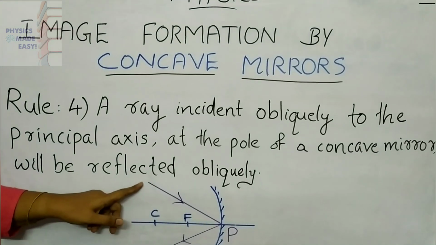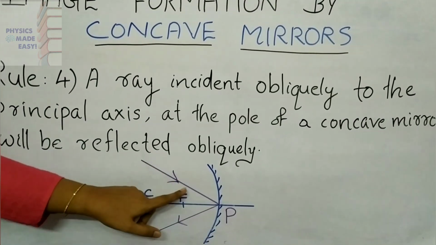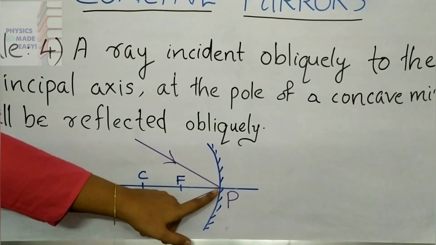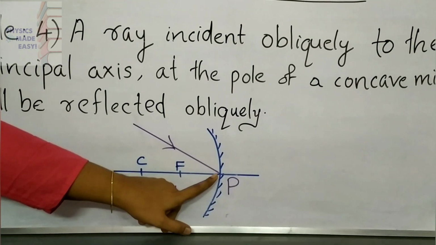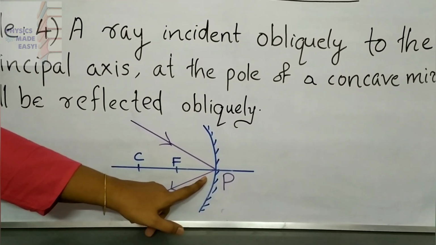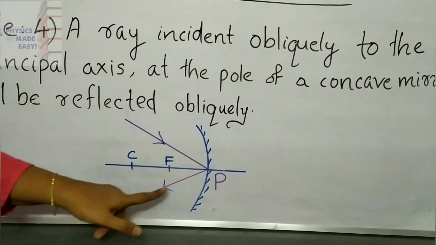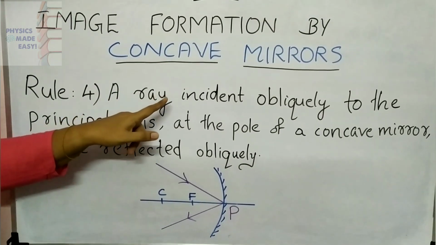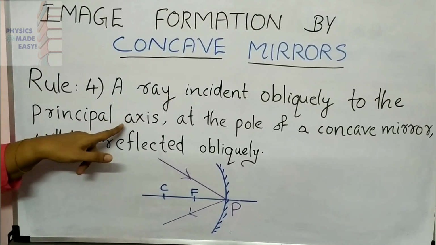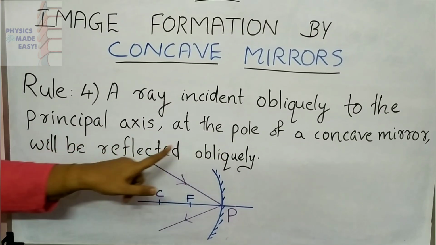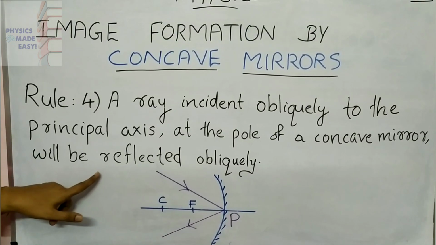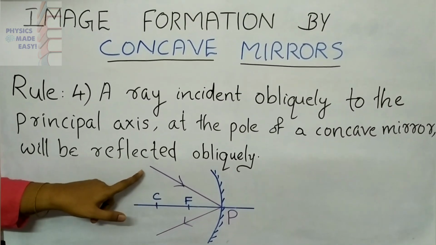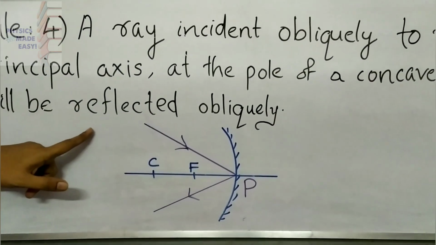Here you can see a ray which is obliquely incident at the pole of this concave mirror. Here you can see that it is reflected obliquely from the pole of the mirror. A ray incident obliquely to the principal axis at the pole of a concave mirror will be reflected obliquely. Here these rays follow the laws of reflection.